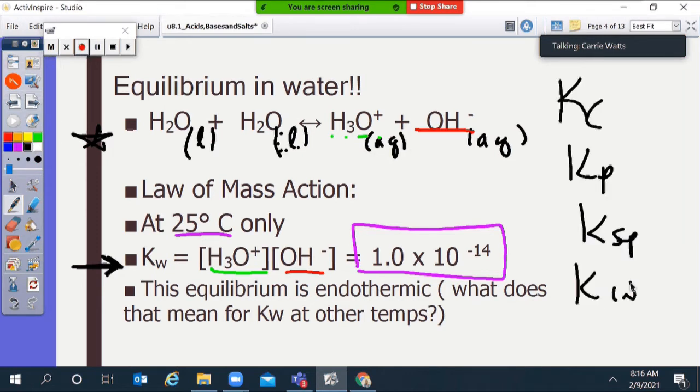Okay, so just to review what we've learned so far with equilibrium, we've learned Kc, which is based on concentration, equilibrium pressure, so Kp, the solubility product, Ksp, and now we have Kw, the equilibrium of water. And remember, the formulas that you use are exactly the same, products over reactants raised to whatever coefficient power.